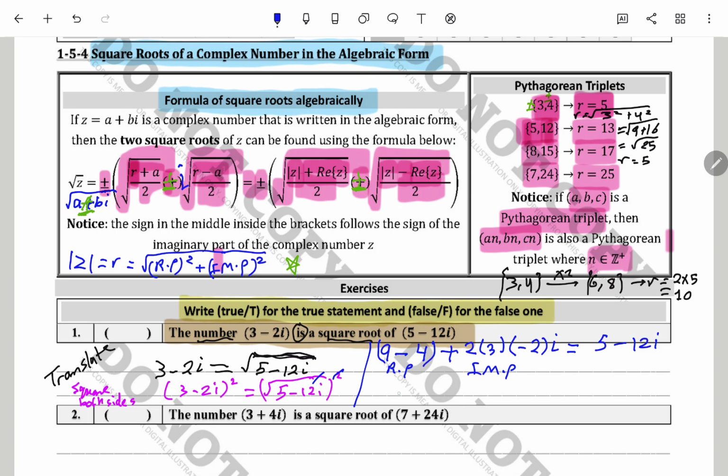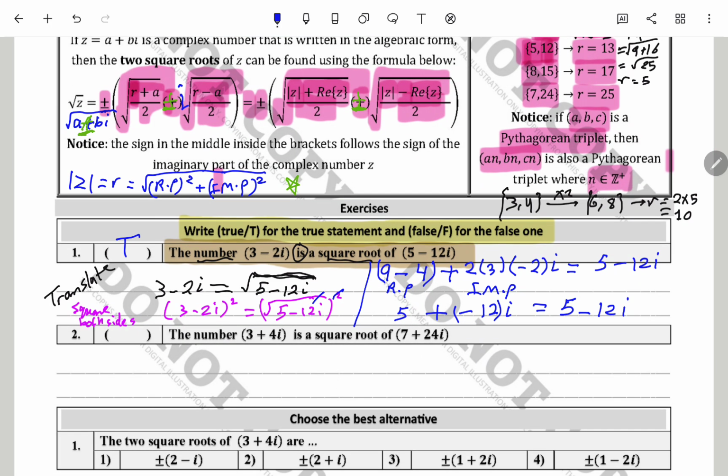9 minus 4 is 5, plus in the middle, 3 times 2 is 6, 6 times negative 2 is negative 12 with an i. And that is similar to what we have in the right side, which is 5 minus 12i. So I can say that this statement is true. Let's go to the second.